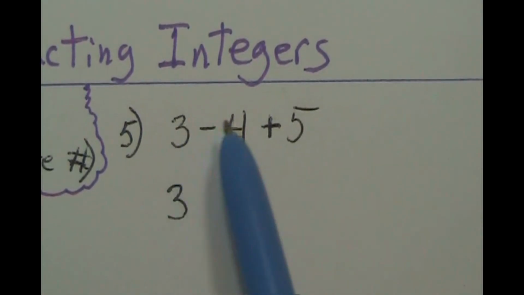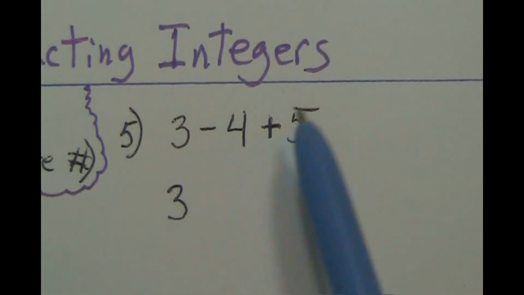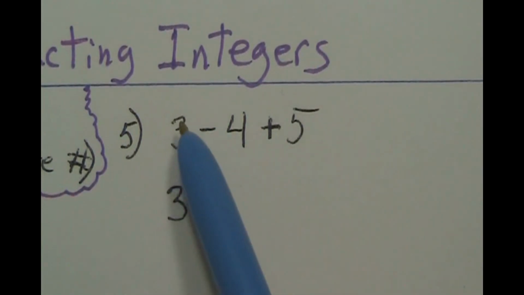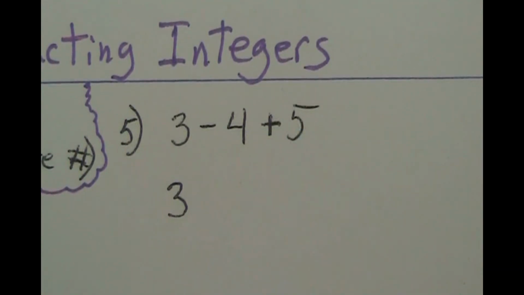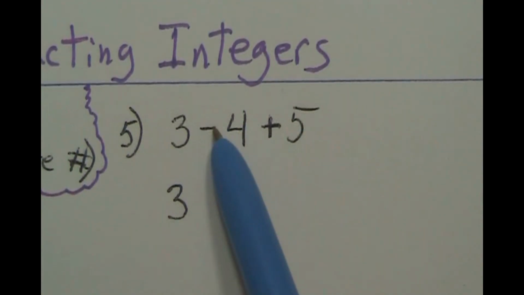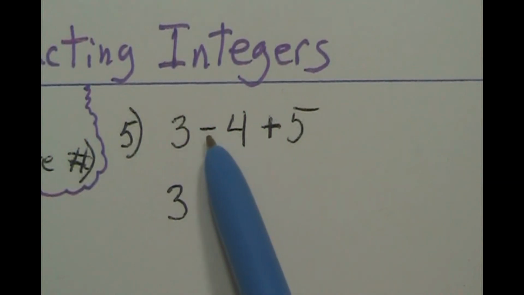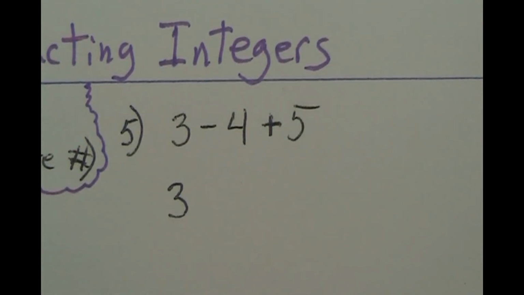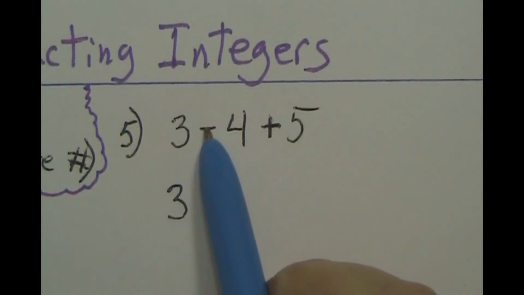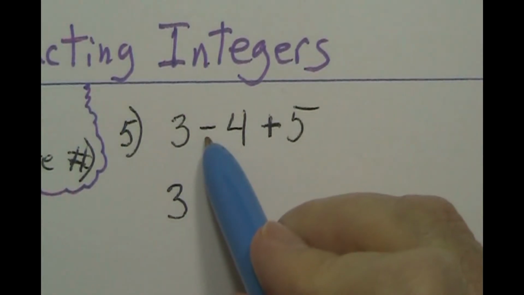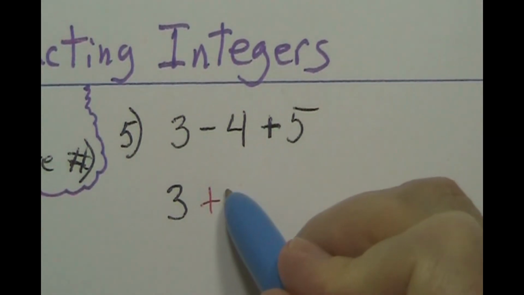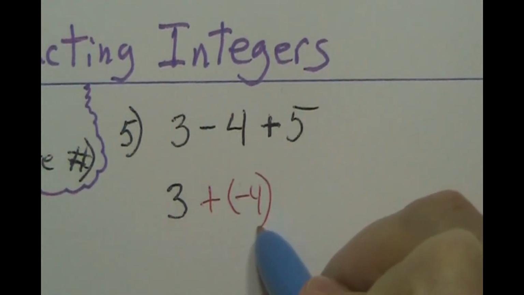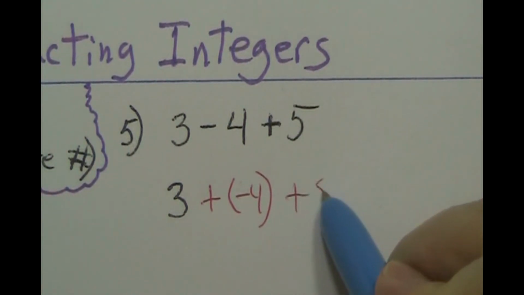So this time we have three sets of cubes that we're adding. We have a 3, +3. We take away 4, and then we add 5. Now we don't take away. We're going to change subtracting to adding the opposite. So change subtracting to plus. The opposite of 4 is -4. Plus 5.